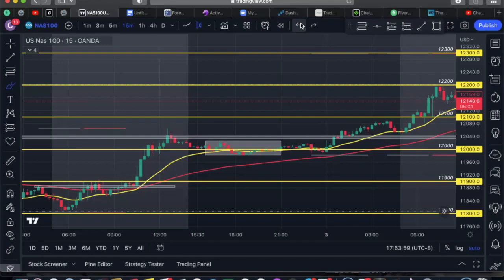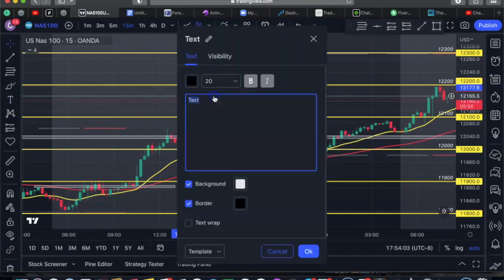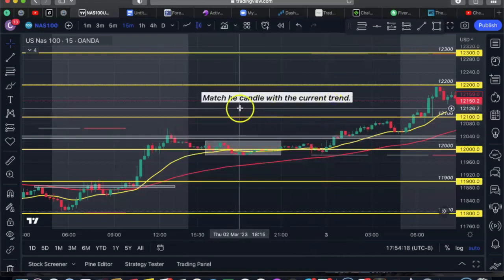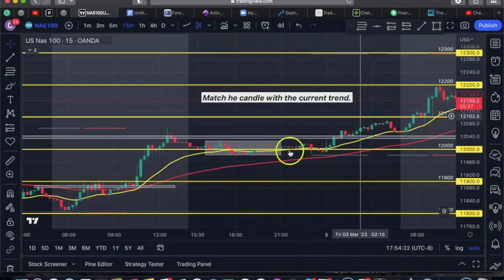And I think the best way to do that, let me write this out for you guys, is match the candle with the current trend. Sometimes I type way faster than my mind moves. So you want to match the candle with the current trend.